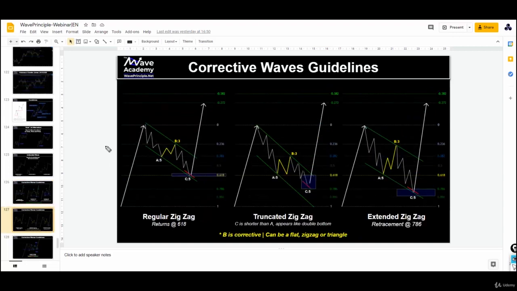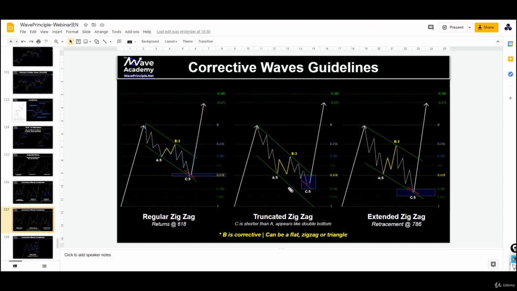About zigzags, we have the regular zigzag that's going to go 1, 2, 3, 4, 5, B, 1, 2, 3, 4, 5, and as you can see, B usually is corrective. That means that you can see a triangle here, A, B, C, D, E, and then goes down 5 times and then goes up, and here you have a triangle. You can also have here a flat or a zigzag, as you can see here. But the main idea here is also that it's contained within a parallel channel to find C at a certain level of the 618. This is a regular and a common zigzag that returns to 618 to make a new high.